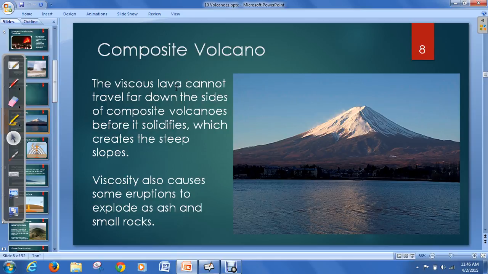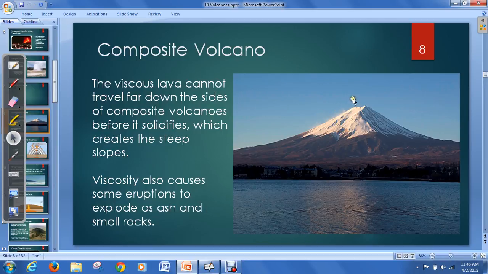It's very sticky. Okay, and so it cannot travel far down the sides of the volcano before it solidifies, which creates these steep slopes. So you can imagine if I had lava flowing down this mountainside, it doesn't get very far before it cools. And so then you get this steep slope that keeps getting steeper and steeper and steeper because the magma and the lava doesn't go anywhere. It stays near the volcano before it solidifies. Okay. This high viscosity also causes some eruptions to explode as ash and small rocks.